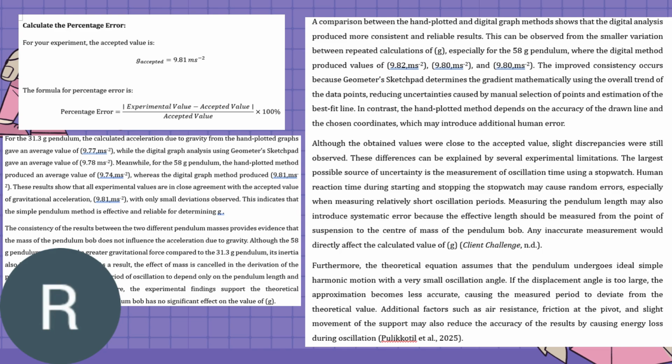Although our results were accurate, there were still small experimental errors. The biggest source of error was human reaction time when using the stopwatch. Even a delay of a fraction of a second when starting or stopping the timer can affect the calculated period. Another source of error is measuring the pendulum length. The length should be measured from the point of suspension to the center of the pendulum board. If this measurement is inaccurate, the calculated value of g will also be affected. Other factors include air resistance, friction at the pivot, and slight movement of the support, which can reduce the accuracy because they cause energy loss during the oscillation.